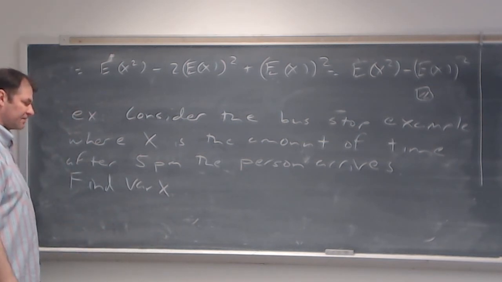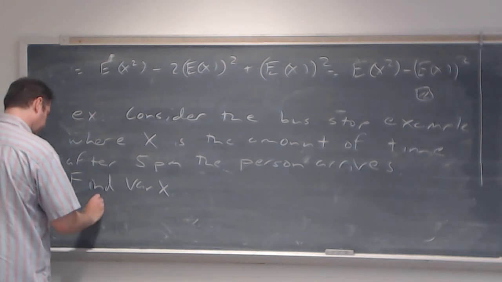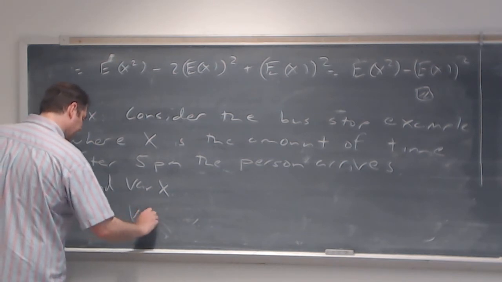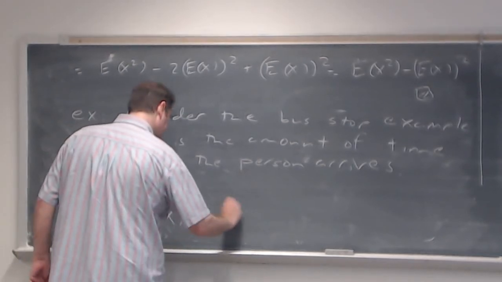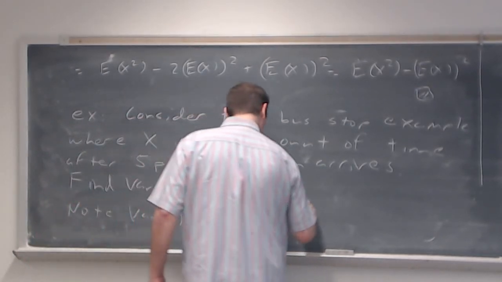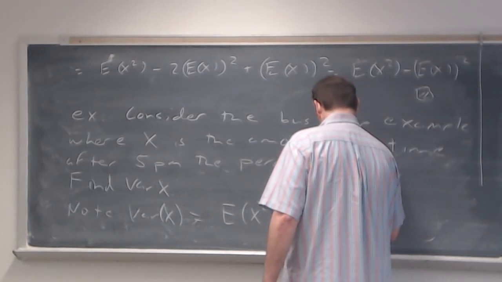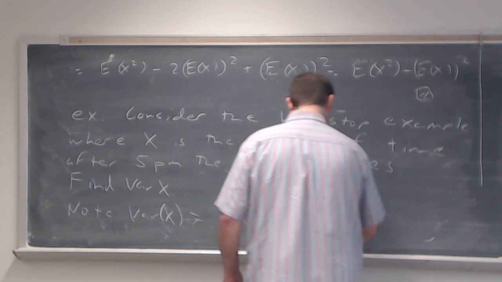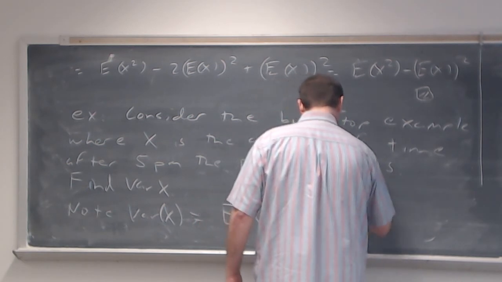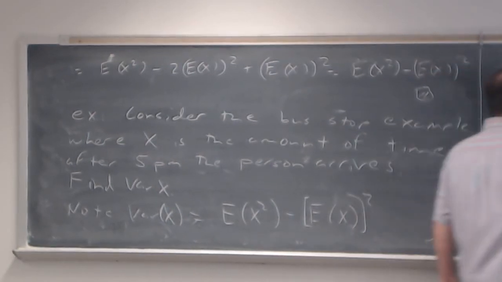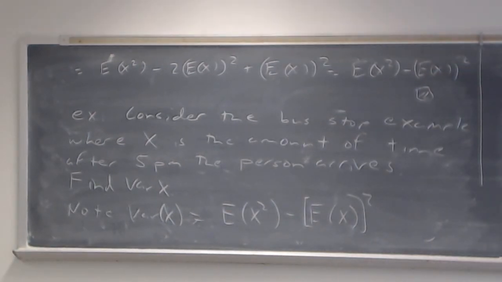And so to find the variance of X, here's what I know. The variance of X is equal to the expected value of X squared minus the expected value of X, squared. We did the expected value of X before, remember we found it to be 15. So what we need is the expected value of the quantity X squared.